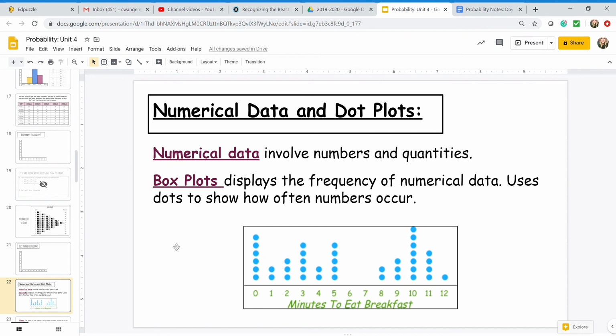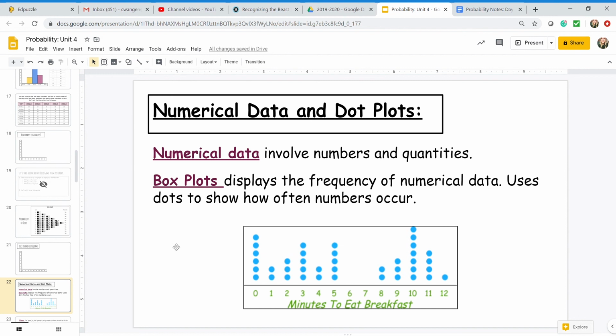The last bits of information we're going to go over are numerical data and dot plots. We'll talk a little bit about this tomorrow, but I just want to make sure you get this information down so you have a little bit of knowledge going into tomorrow's lesson. Numerical data involves numbers and quantities. It has to deal with the amount of something.